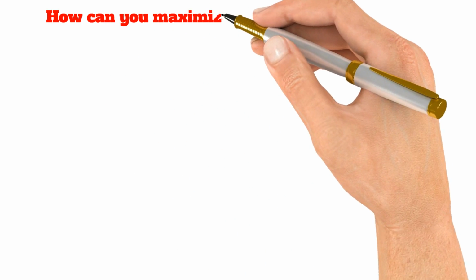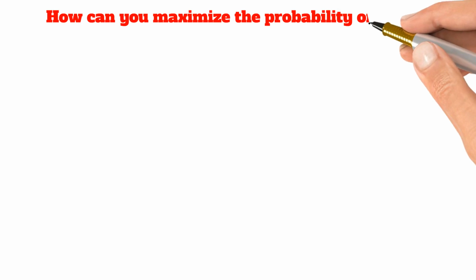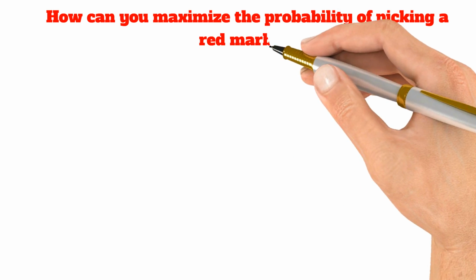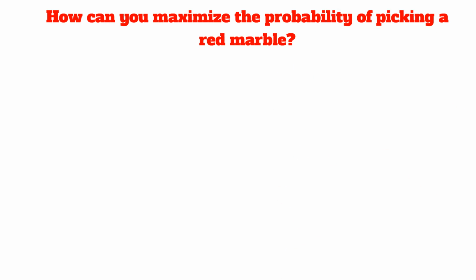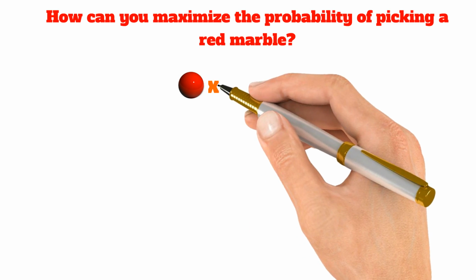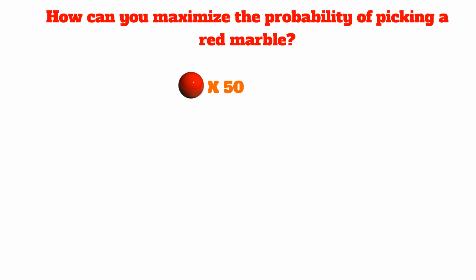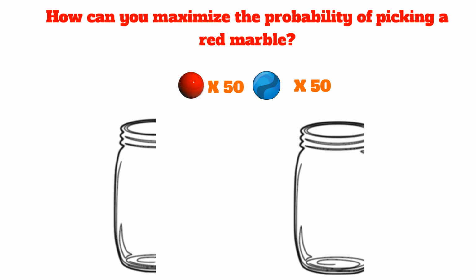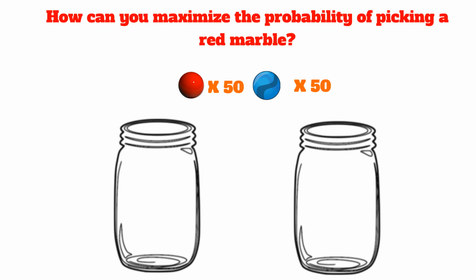You have two jars, 50 red marbles and 50 blue marbles. You need to place all the marbles into the jars such that when you blindly pick one marble out of one jar, you maximize the chances that it will be red. When picking, you'll first randomly pick a jar and then randomly pick a marble out of that jar. You can arrange the marbles however you like, but each marble must be in a jar. How can you maximize the probability of picking a red marble?